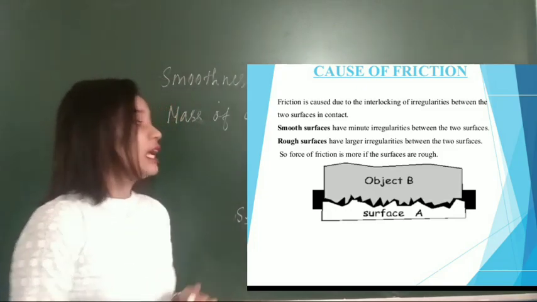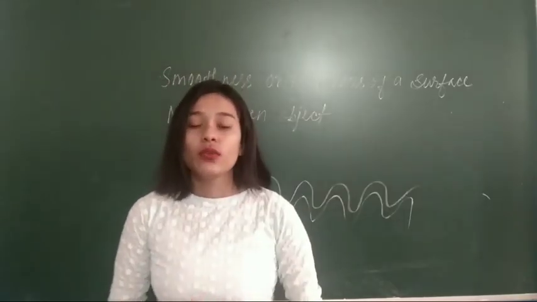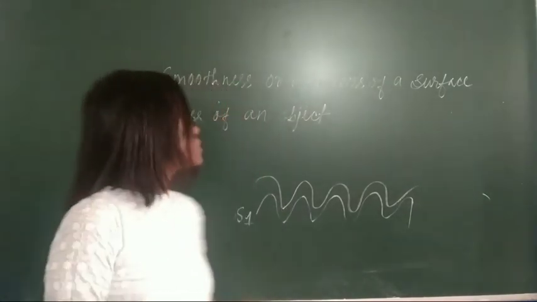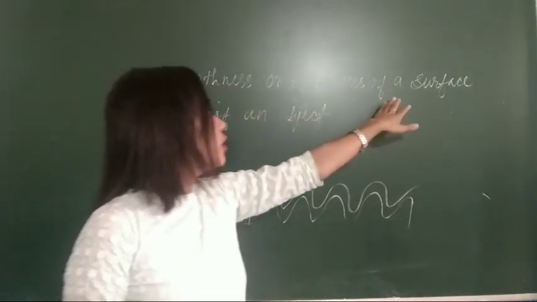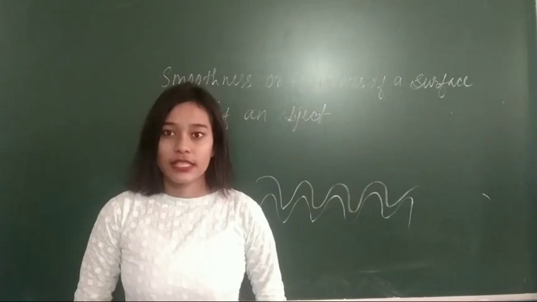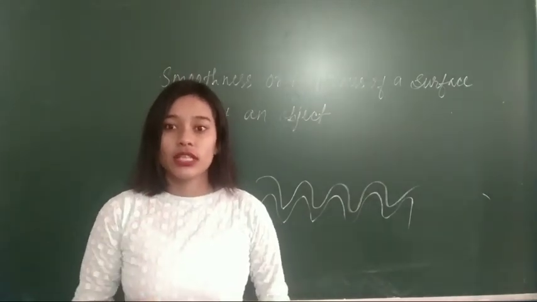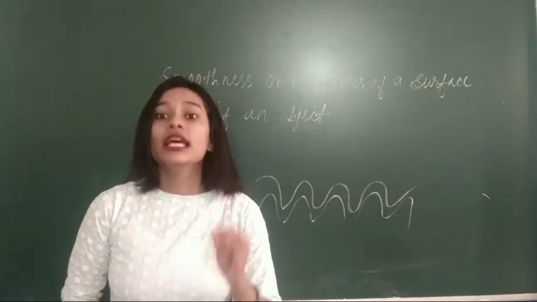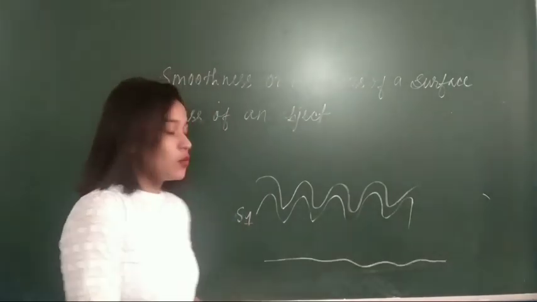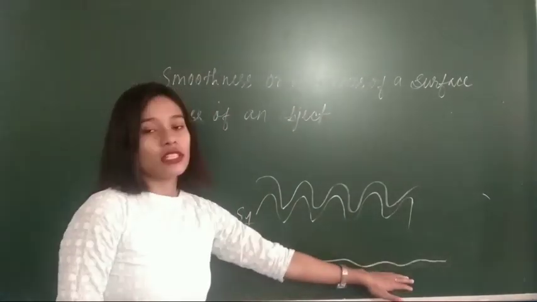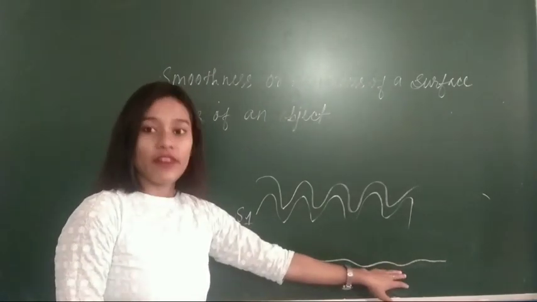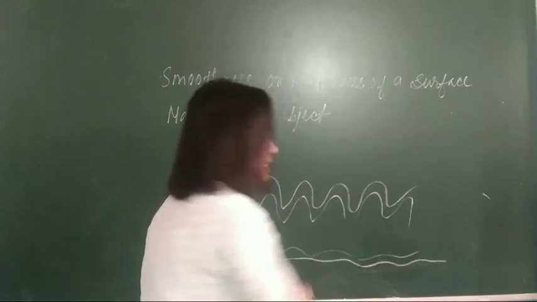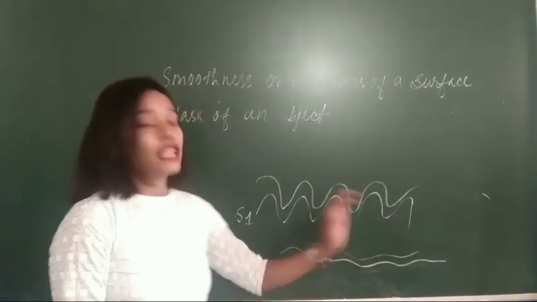Now, let me tell you what the factors are that affect friction. The first one is the smoothness or roughness of a surface. If the surface is smooth, the irregularities will be less. As a result, the friction will be less. Suppose this is a smooth surface, and here the irregularities are very few. So we need to apply less force to make an object move, isn't it?